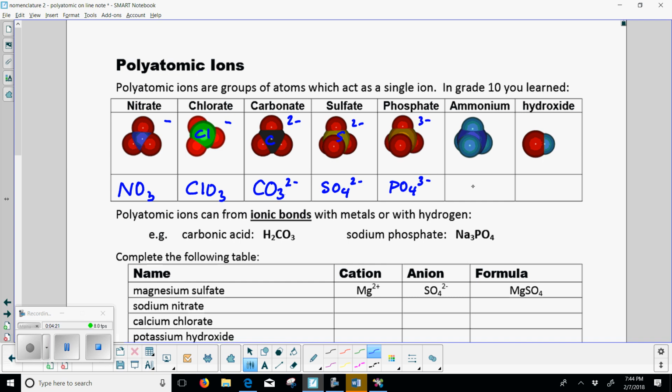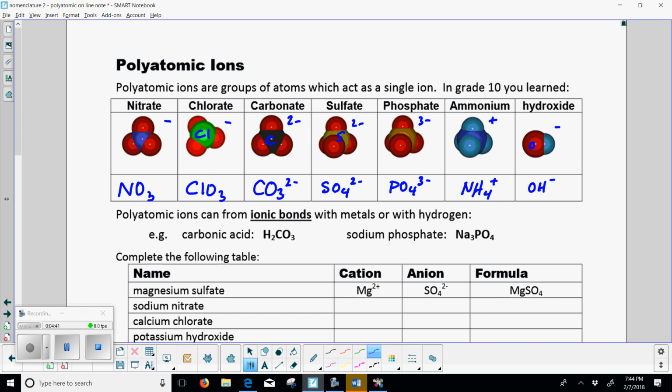And you remember ammonium, not ammonia, but ammonium from last year. It consists of a nitrogen surrounded by hydrogens, has a formula of NH4 with a charge of +1. And finally, we have hydroxide, which is an oxygen and a hydrogen, and has a charge of negative 1.